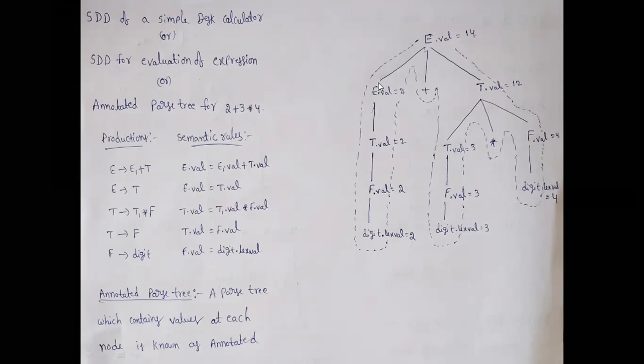Then we are going to convert this parse tree into an annotated parse tree. So what is an annotated parse tree? A parse tree which contains the values at each node.